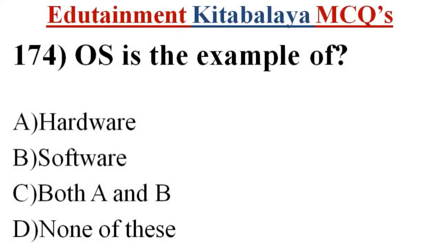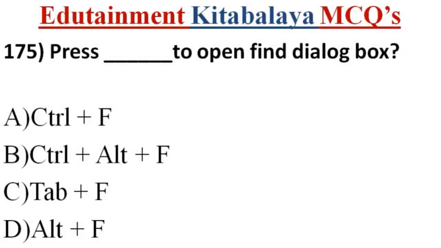Question number 174. OS is the example of? A. Hardware. B. Software. C. Both A and B. D. None of these. Correct answer is B. Software.